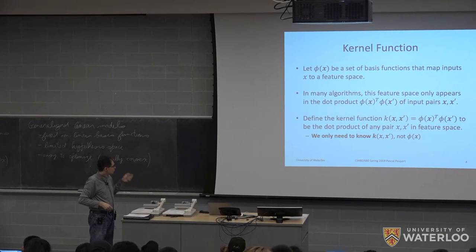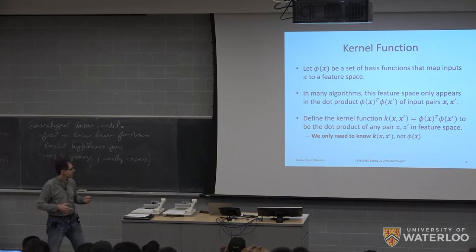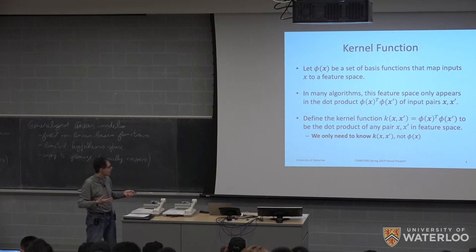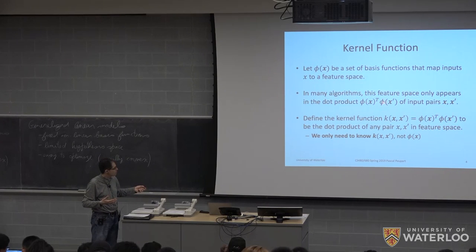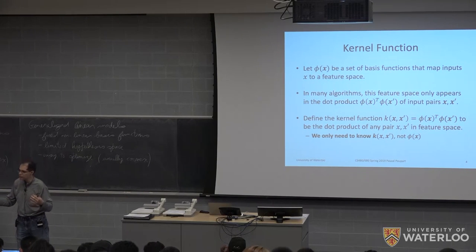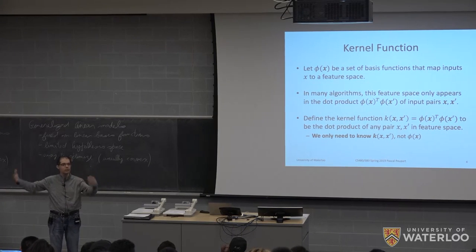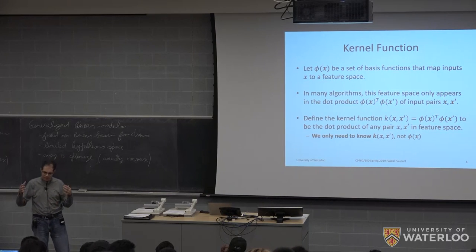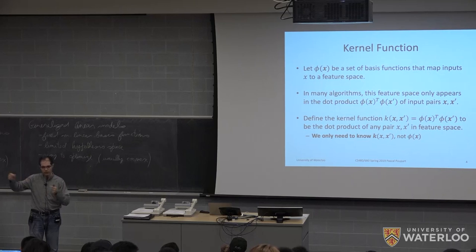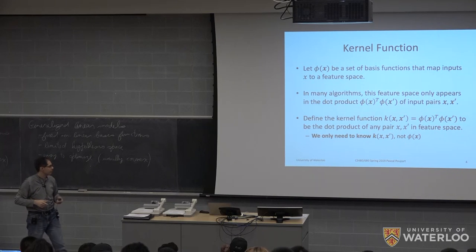Now, it turns out that in many algorithms, when we are working in this new space, the computation we would do is always of the form phi of x transpose phi of x prime. In other words, for most of these algorithms, the computation boils down to a dot product between pairs of points in the new space. This is quite interesting, because if it's always a dot product of pairs of points, then maybe we could find ways of making the cost of computing those dot products a lot cheaper, and then all of these algorithms could scale better.